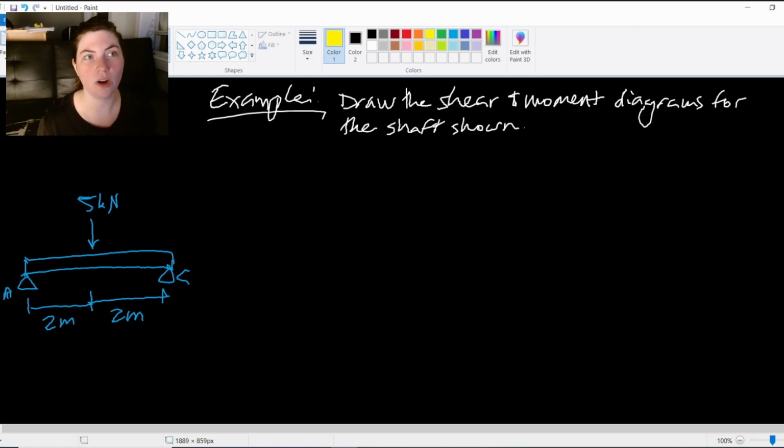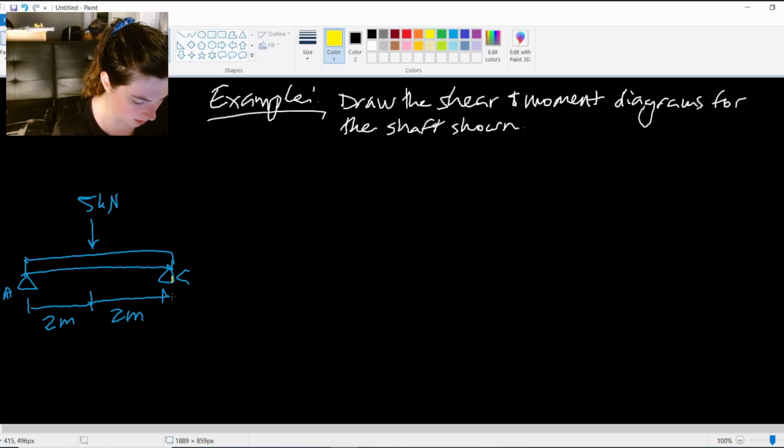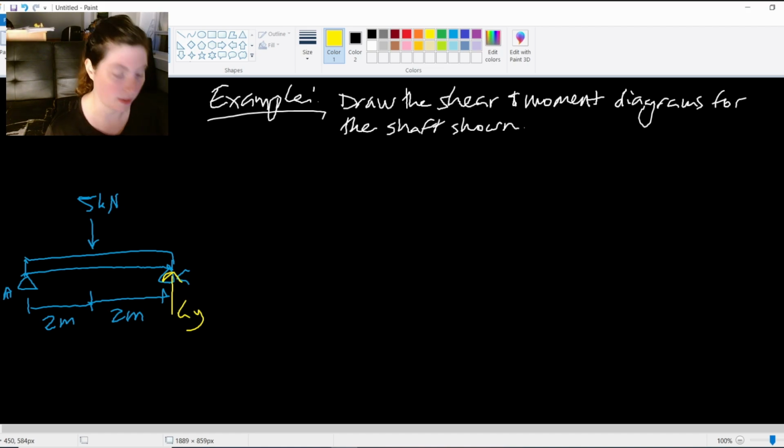But for our purposes, with shear and moment diagrams, we don't care about forces in the X direction. We're not looking at normal forces. We're only looking at the shear force. So for my free body diagram, if I were to draw it on top of here, I really only care about the CY and the AY.